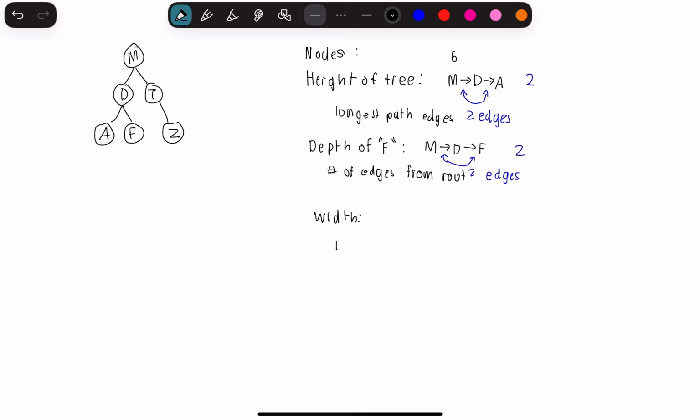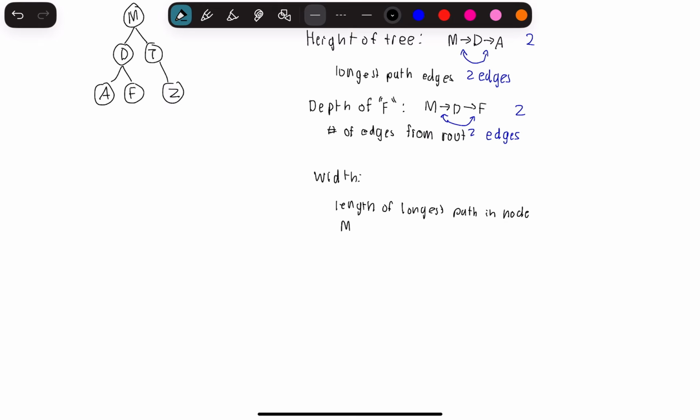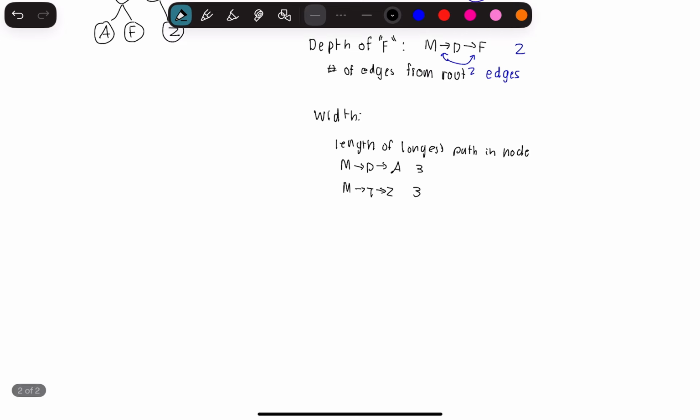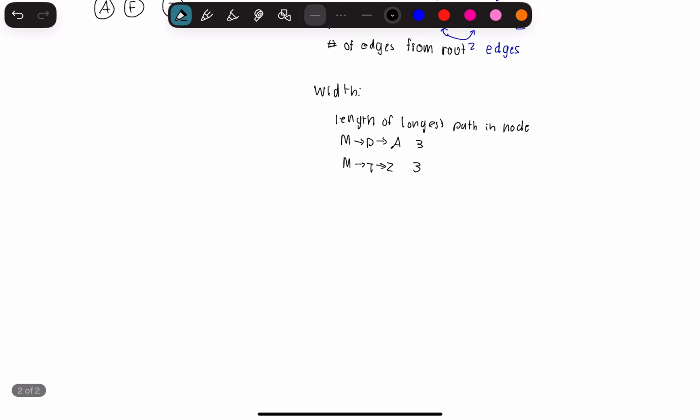Now we can calculate the width of this tree. The width is defined as the length of the longest path in nodes. So we can see that we have M to D to A as a path we can take. That's going to be 3 nodes. And we see that M to T to Z is also going to be 3 nodes. So our longest is going to be 3.